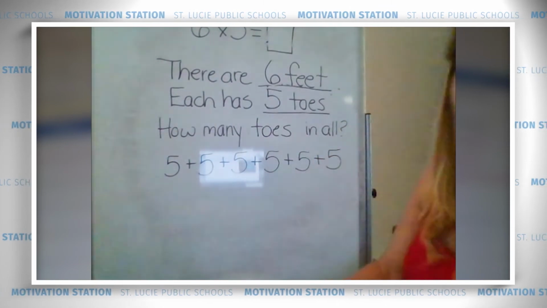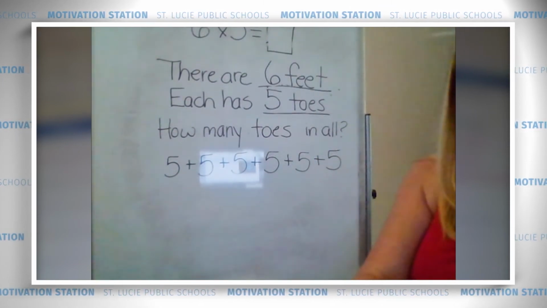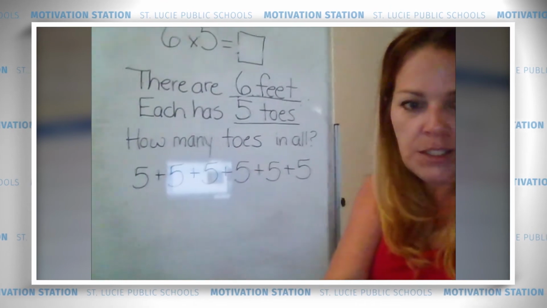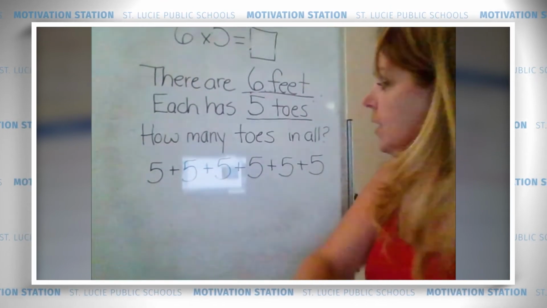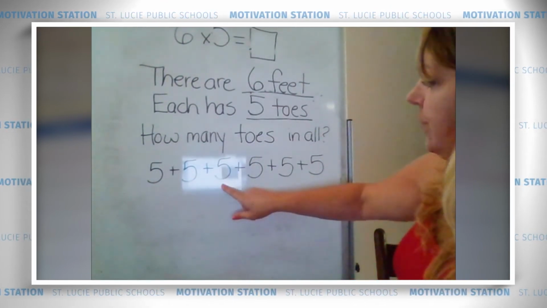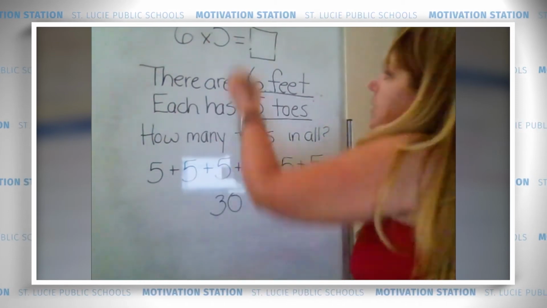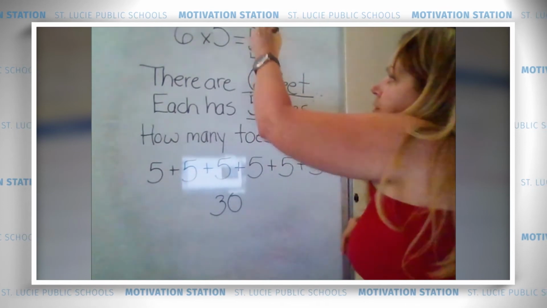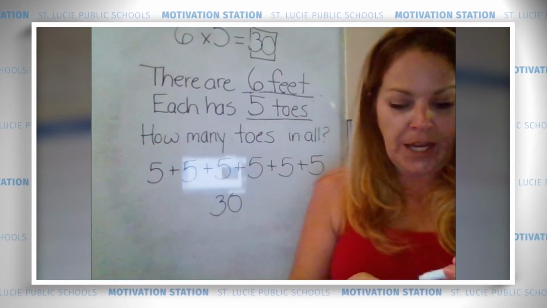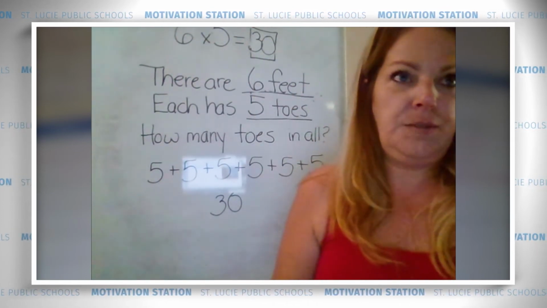Okay. So now skip counting by fives is very easy. It's something you guys have been doing since kindergarten, so that should not be a problem for us. 5, 10, 15, 20, 25, 30. So there are a total of 30 toes on 6 feet.